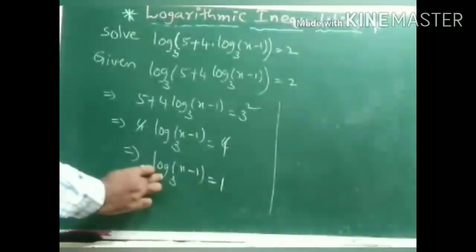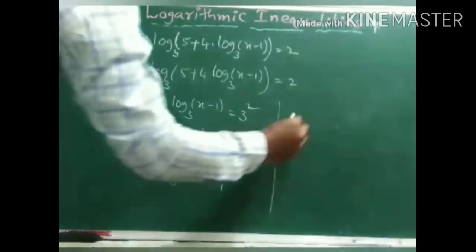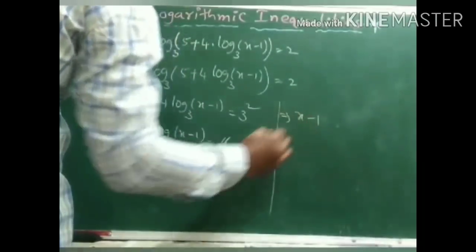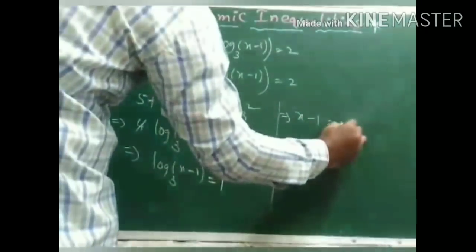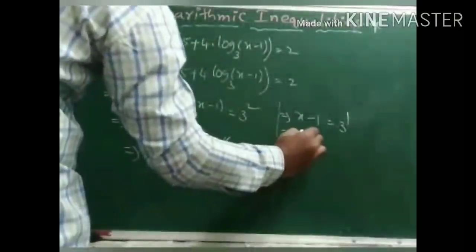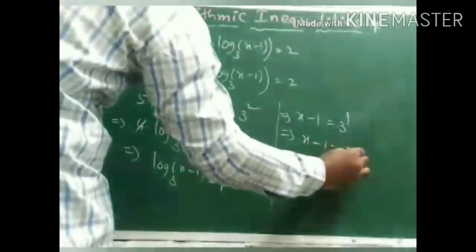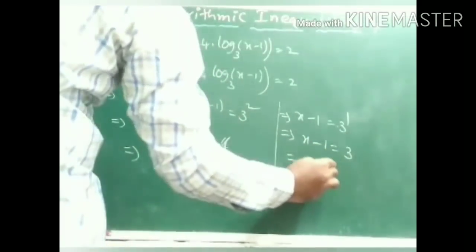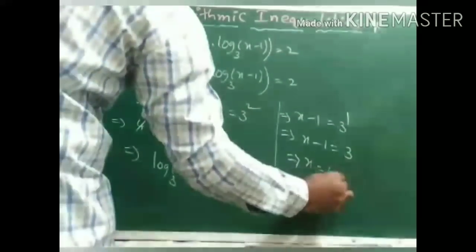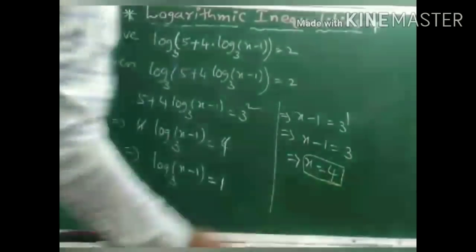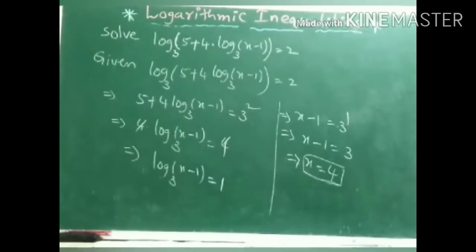Now 4 gets cancelled. I mean we have log of (x minus 1) to the base 3 is equal to 1, and now once again the log base 3 can go to the other side, hence I can write x minus 1 is equal to 3 to the power of 1. So x minus 1 is equal to 3, and from this x is equal to 3 plus 1, which is 4. Therefore x is equal to 4 is the required solution.